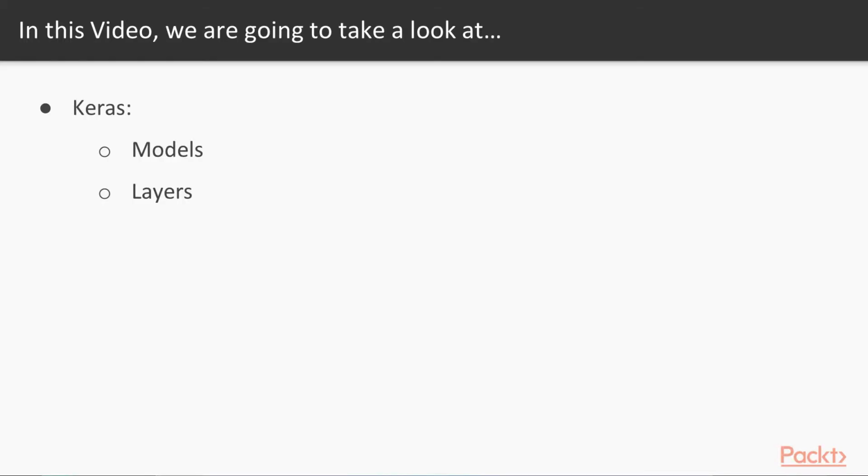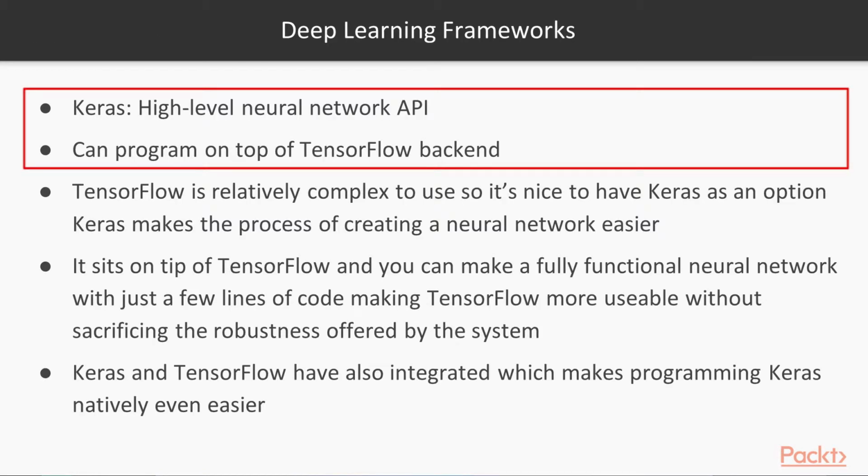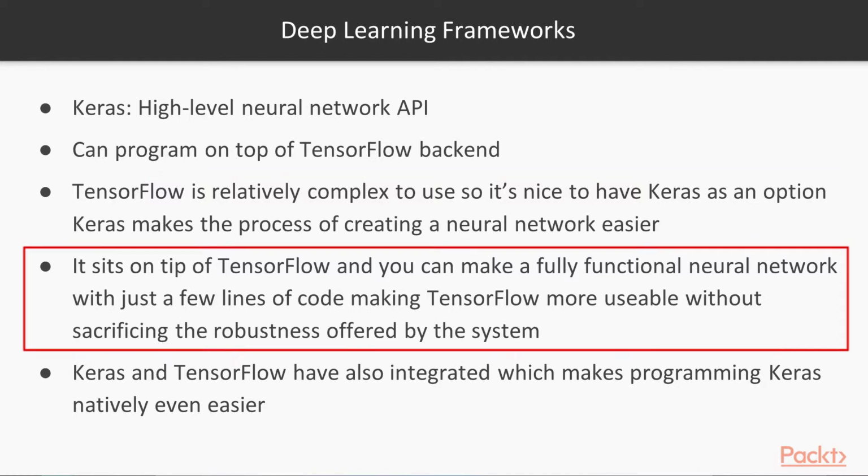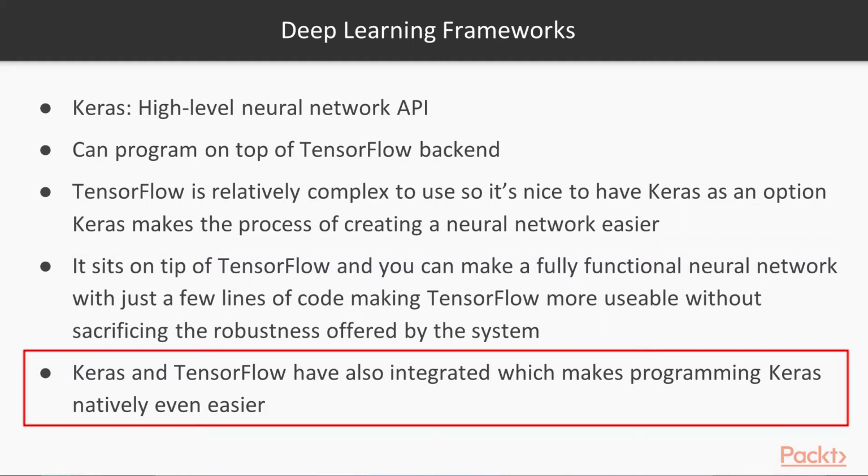In this video, we will discuss Keras and its components, models, and layers. Keras is a high-level neural network API, and it can program on top of TensorFlow backends. If you recall, TensorFlow is relatively complex to use, so that's when Keras comes in to help us out. It sits on top of TensorFlow and can make a fully functional neural network with just a few lines of code. Keras and TensorFlow have also integrated, which makes programming Keras natively even easier.